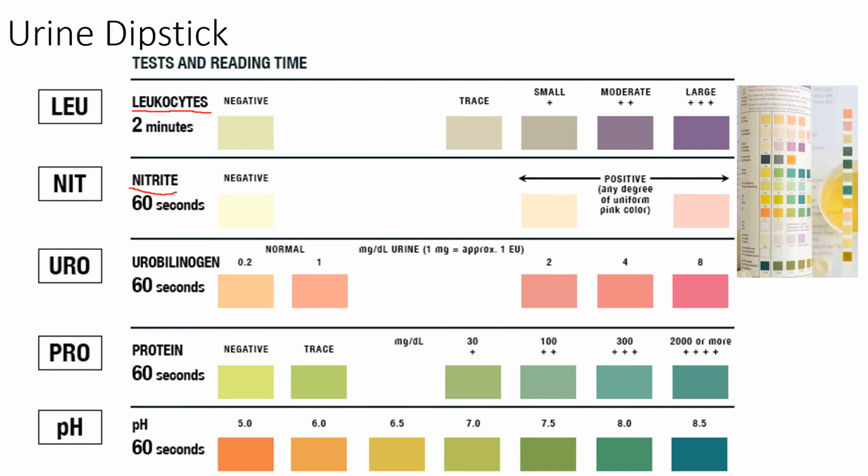Nitrites. Okay, now nitrites are a substance that is converted from nitrates. Bacteria convert nitrates to nitrites, so this can be a sign of urinary tract infection. Urobilinogen. Okay, this is a product of breakdown of your red blood cells, and it's something that your liver makes. So if you don't have any, it might mean that your liver isn't working properly, or if you have too many, it might mean that you're breaking down too many of your red blood cells.